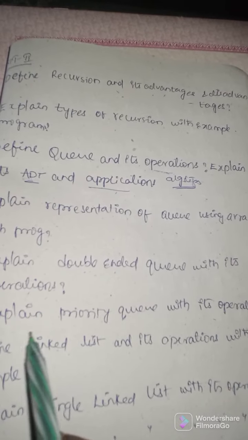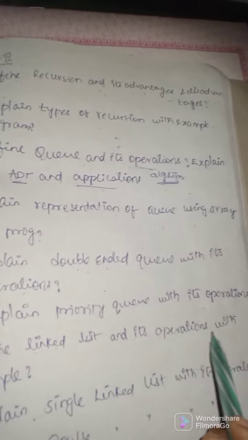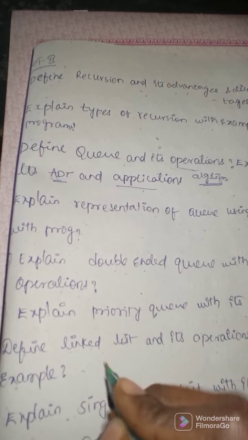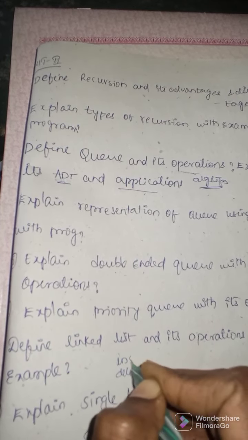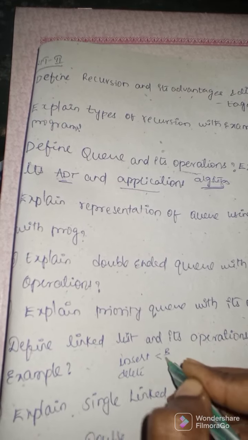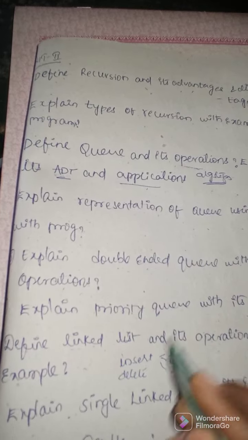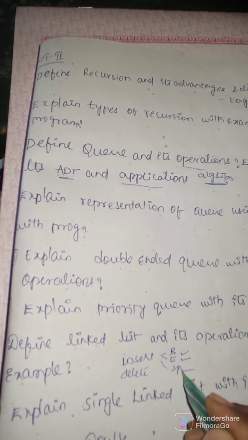So explain double ended queue with its operations, explain priority queue with its operations, and next one is define linked list and its operations with the help of examples. So here in the linked list you have insert operation and delete operation, right? So in these insert and delete operations you have to explain insertion at beginning, insertion at end, insertion at a specific position. In the same manner deletion also at beginning, deletion at end, deletion at a specific position.